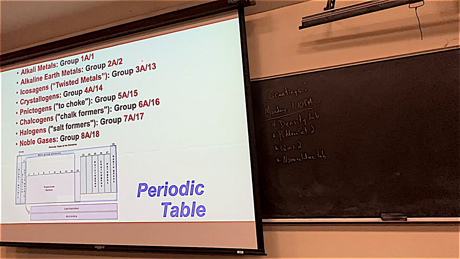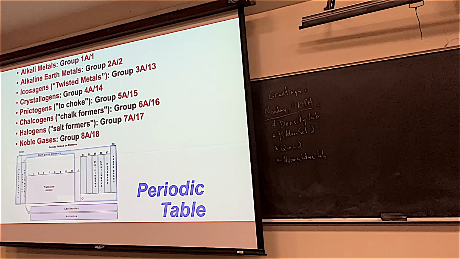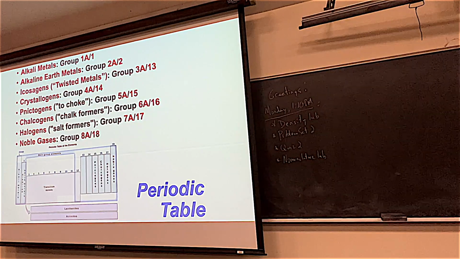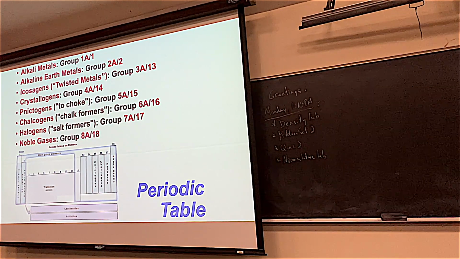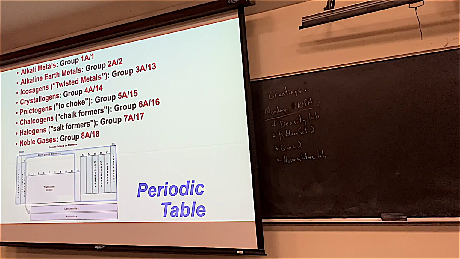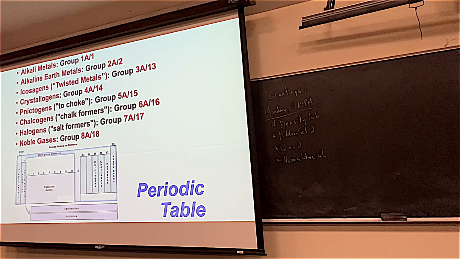Now, group 3A, which is right here, it's got aluminum, boron, gallium, these kind of things. The fancy name is icosagens. I'm going to call them the twisted metals, and I'll tell you why in future lectures. These are not names you have to know, but if you do hear them, I want you to kind of remember, oh yeah, Russell said something about it, but I won't ask you questions and stuff.